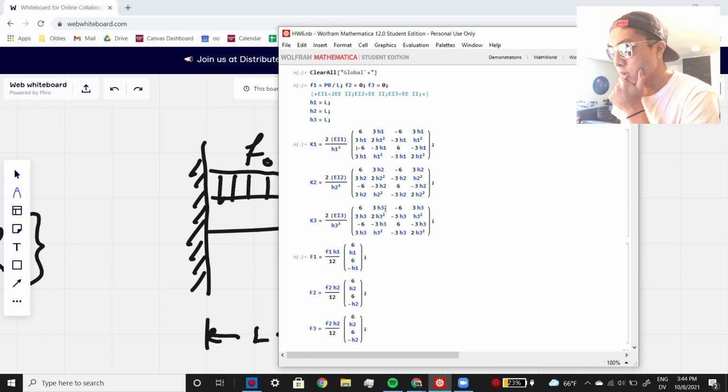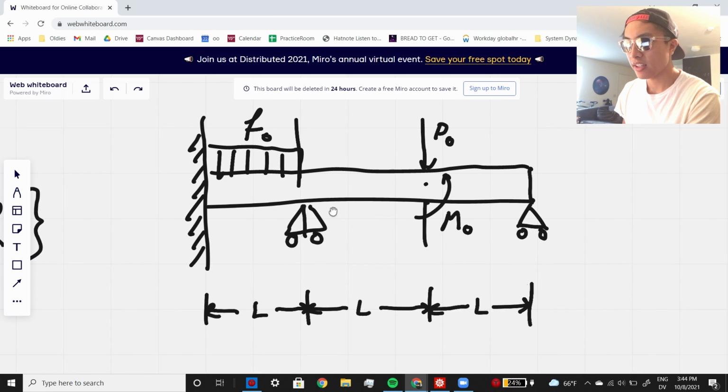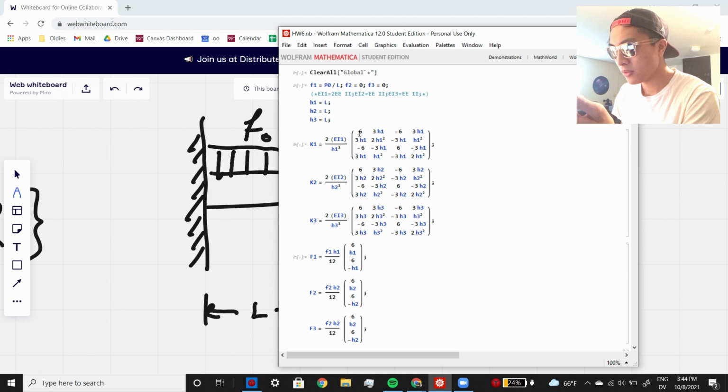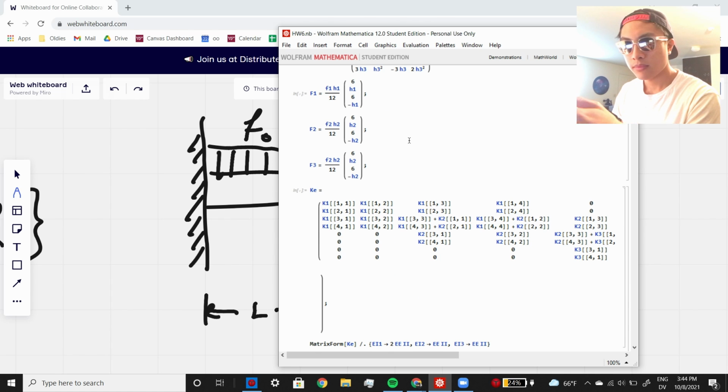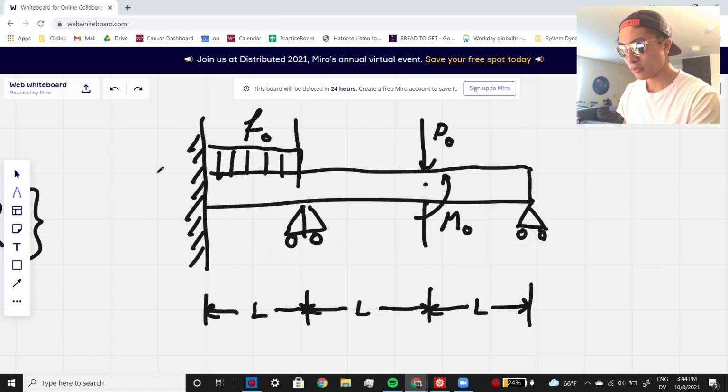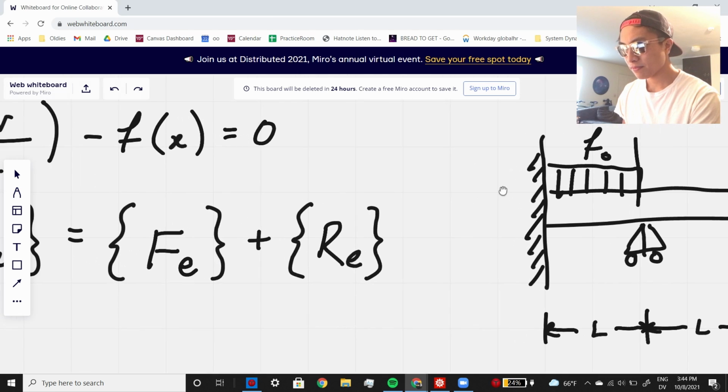Well, yeah, that's pretty much why K is 4 by 4. You see? 1, 2, 3, 4, 1, 2, 3, 4. F is a four-dimensional vector.